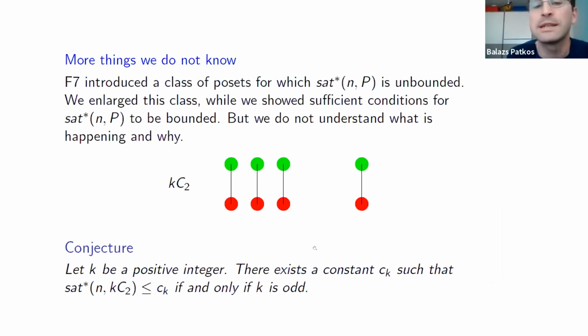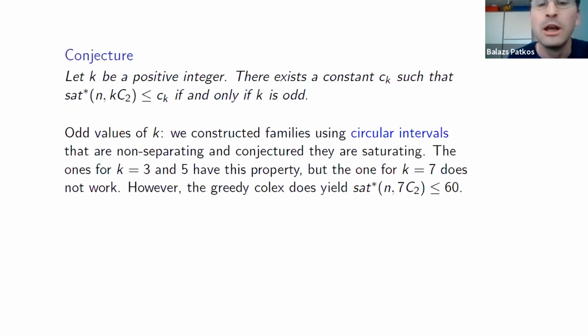And our conjecture is that this depends on the parity of k. So we conjecture that if k is odd, then it is bounded. And if k is even, if you have an even number of pairs like that, then the induced saturation number is unbounded. So what do we know? So as I said, this is a conjecture.